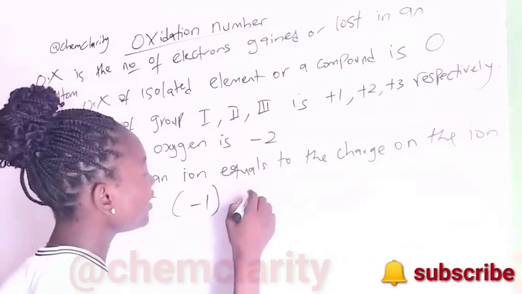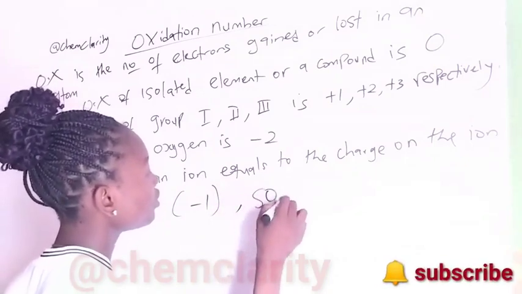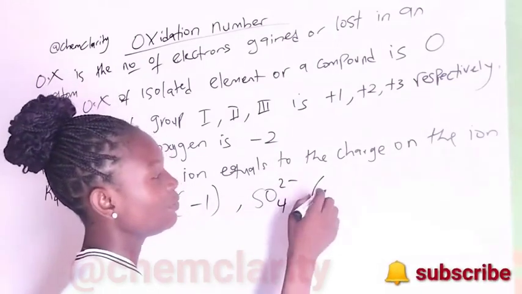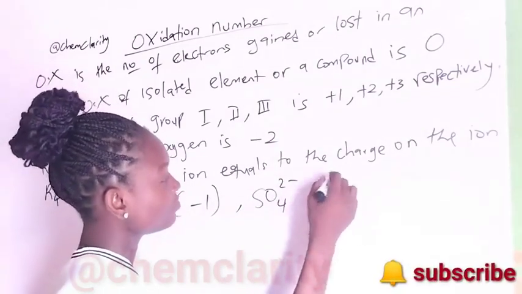Now, another example, let's say SO4 2-, then the oxidation number of this will be 2-, -2.